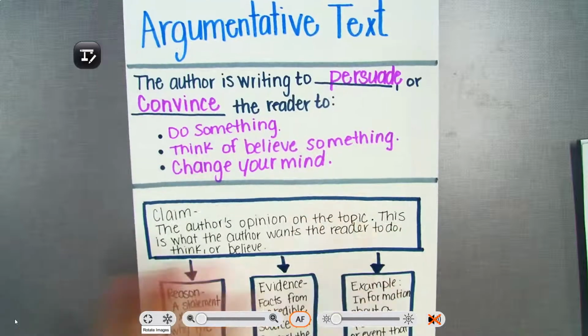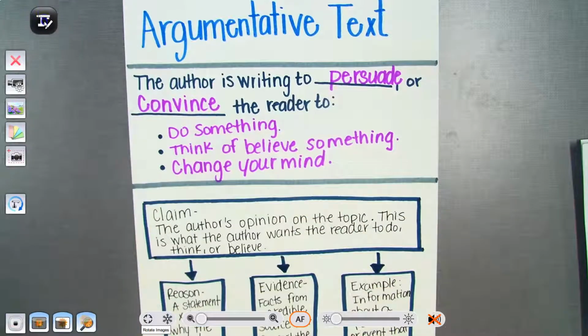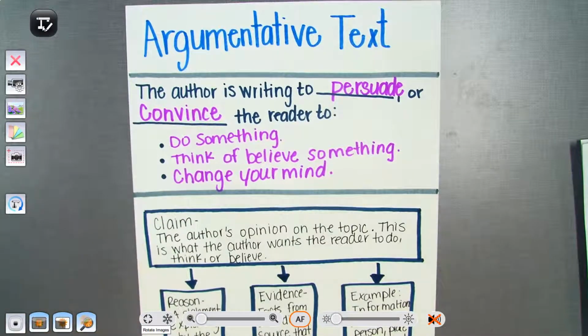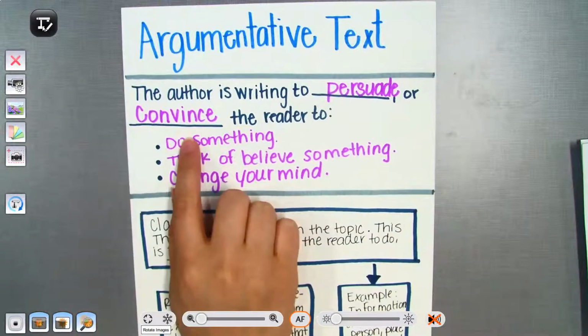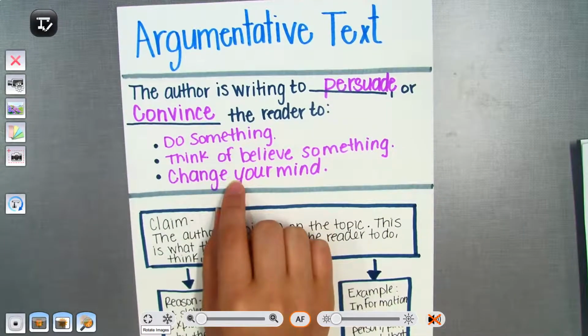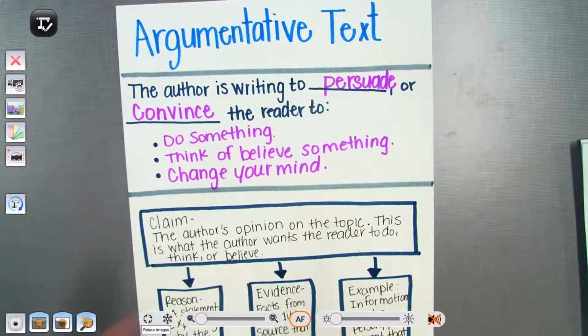Okay, guys, so we are still talking about argumentative text. An argumentative text is where the author is writing to persuade or convince the reader to do something, think or believe something, or change our mind. So the big thing, guys, is this is where you are reading something where they're trying to persuade you or they're trying to convince you.